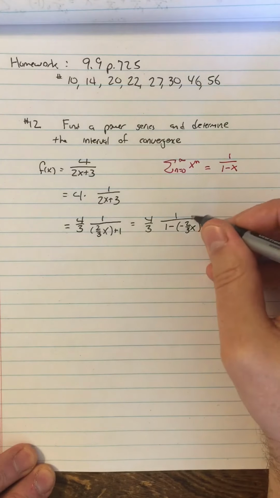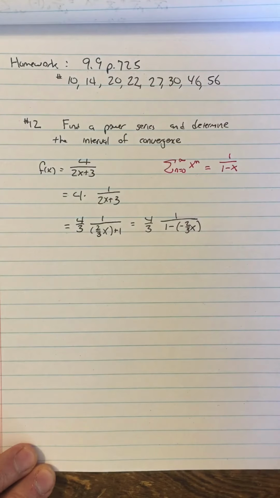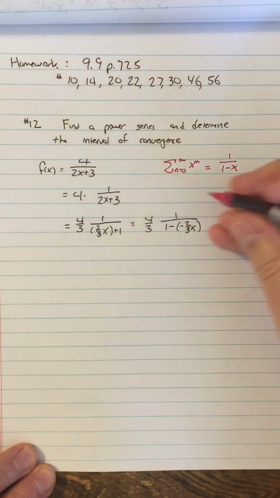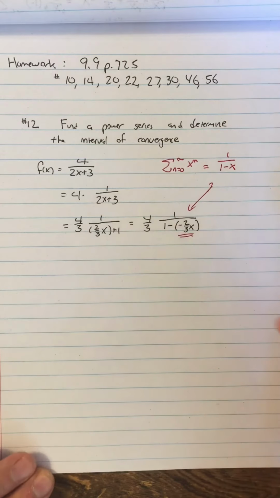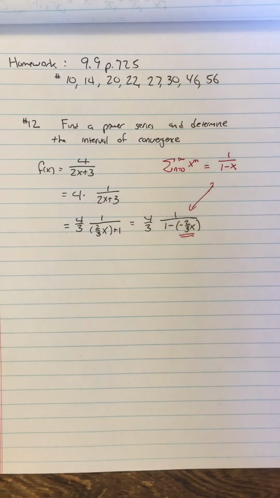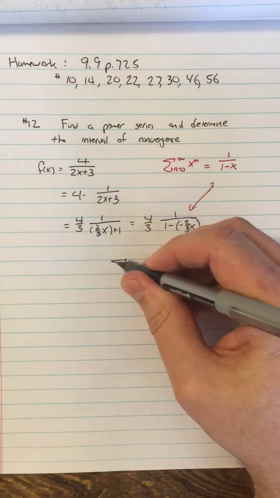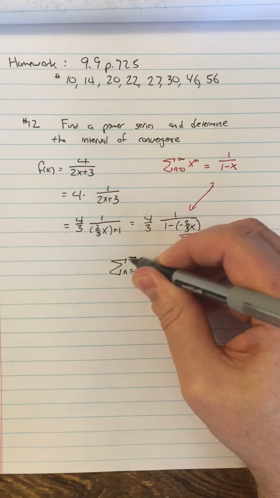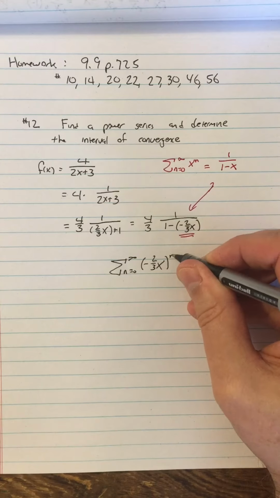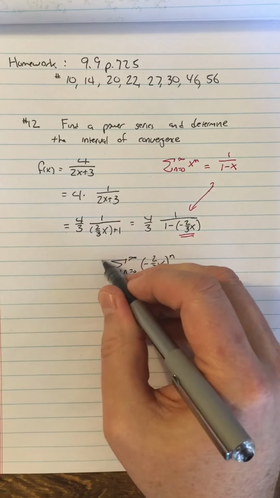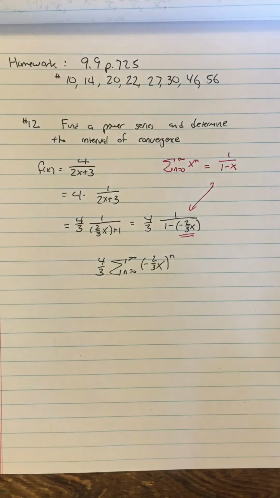So basically what I've done is use algebra to rewrite the function so that it looks like this guy, and then this is what I'm going to substitute for the x. So instead of sum of x to the n, I'm going to have sum of negative 2/3 x to the n. So I have sum n equals 0 to infinity of negative 2/3 x to the n, and then this 4/3 just goes out in front like that. And so that's my power series right there. I mean, that's it.